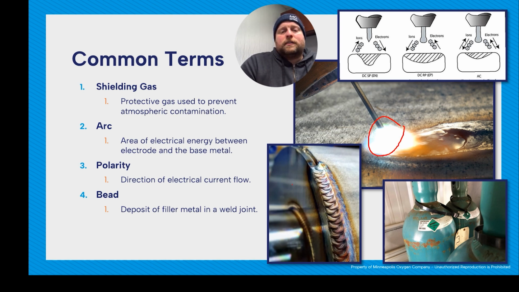Polarity is the direction of the electrical current flow, and depending on your welding process, you're going to have a different polarity. Also, depending on your type of filler and the material you're welding on, those all affect polarity. There are 3 polarities that we're going to deal with. One is DCEN, that's direct current electrode negative, also known as straight polarity. You have DCEP, that's direct current electrode positive, also known as reverse polarity. And then you have AC, or alternating current. That's where we go back and forth between the two.